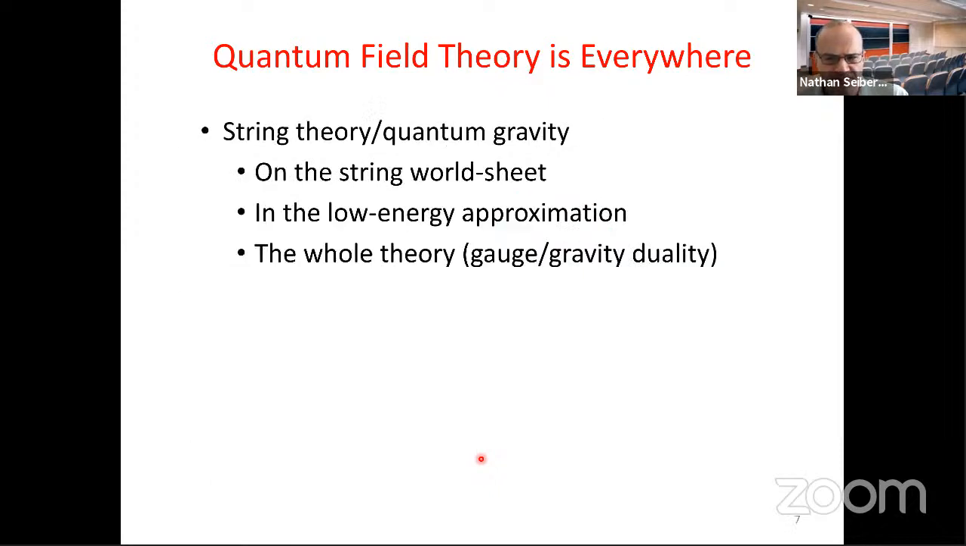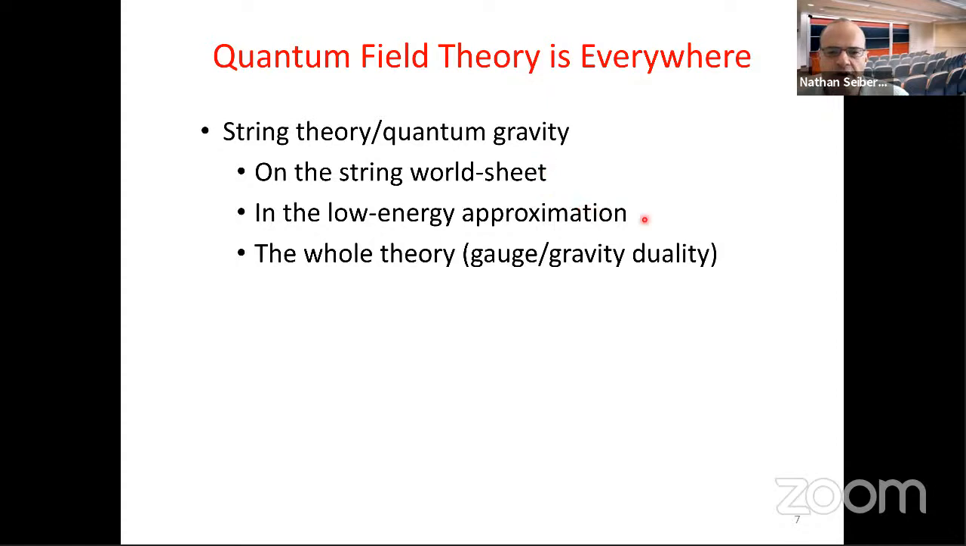Over the last few decades, there have been a lot of applications of quantum field theory in string theory and quantum gravity. And here quantum field theory appears in three different places, which are logically quite different. The first of them is that the string is a one-dimensional object. As it evolves in time, it sweeps out a two-dimensional world sheet. And we have a two-dimensional field theory living on this world sheet. This is the first context where it appears.